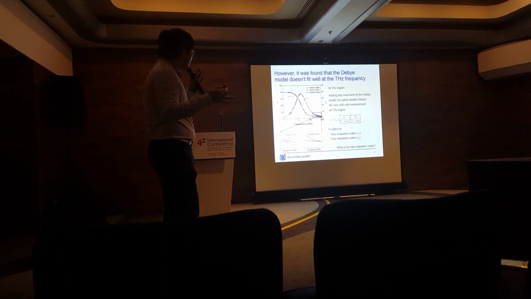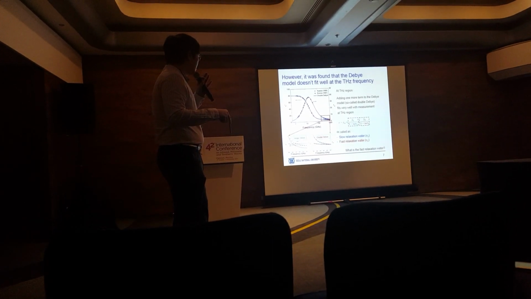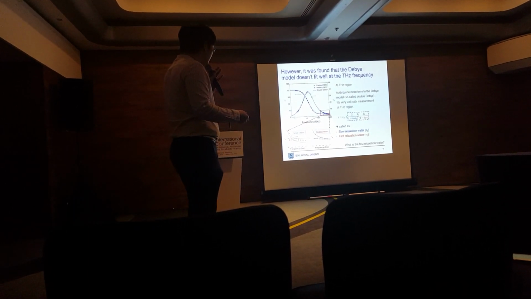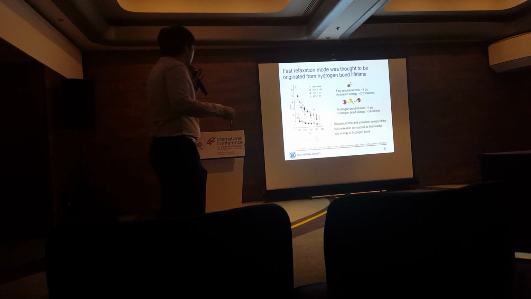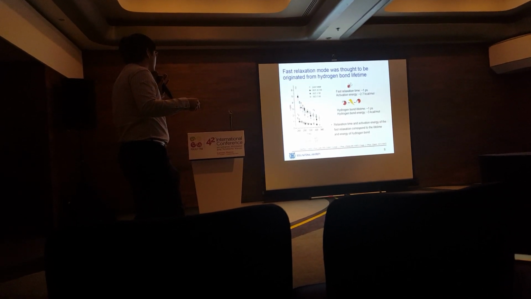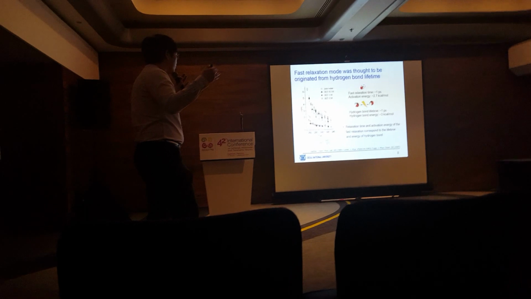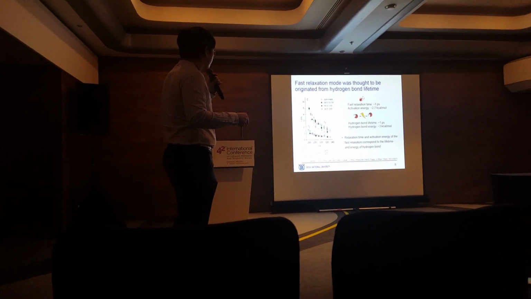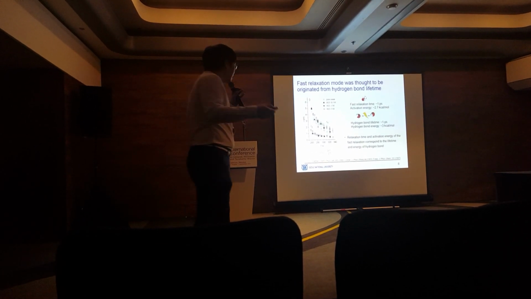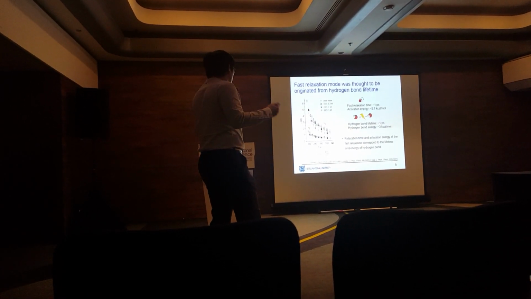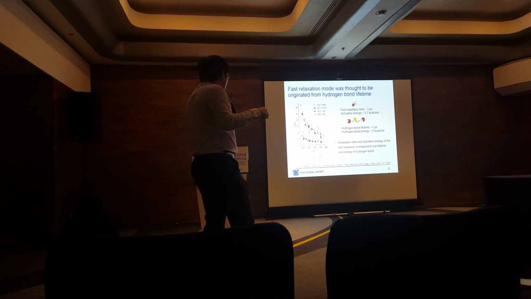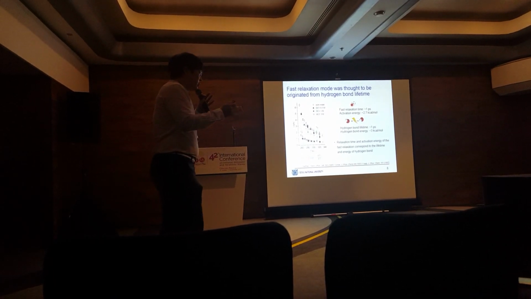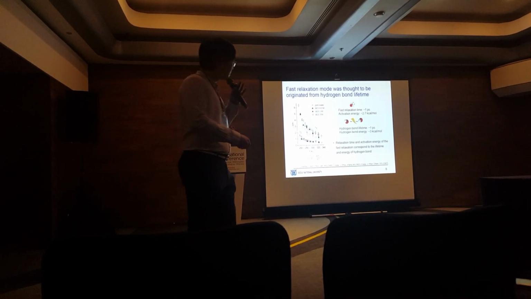So naturally, one question arises: what is the microscopic origin of the fast relaxation water? At first, the fast relaxation mode was thought to originate from the hydrogen bond because the fast relaxation time, about 1 picosecond, is very close to the hydrogen bond lifetime. And the activation energy of this relaxation mode is almost the same as the hydrogen bond energy. So at first, people thought this mode originated from the hydrogen bond.